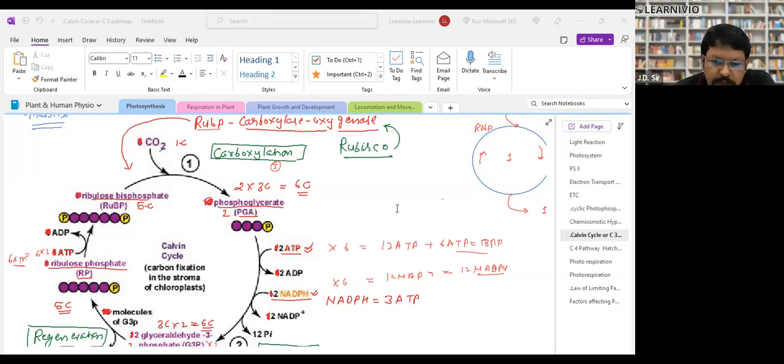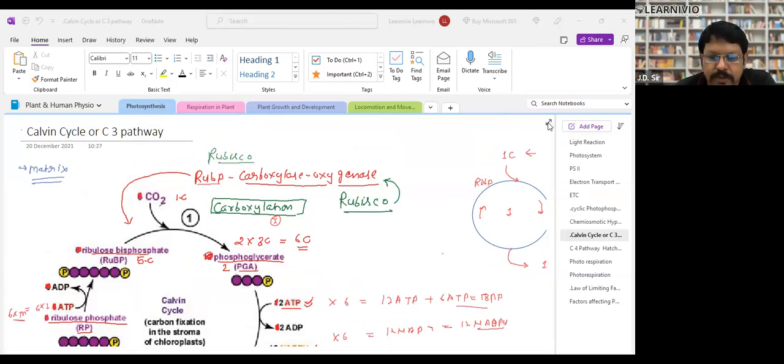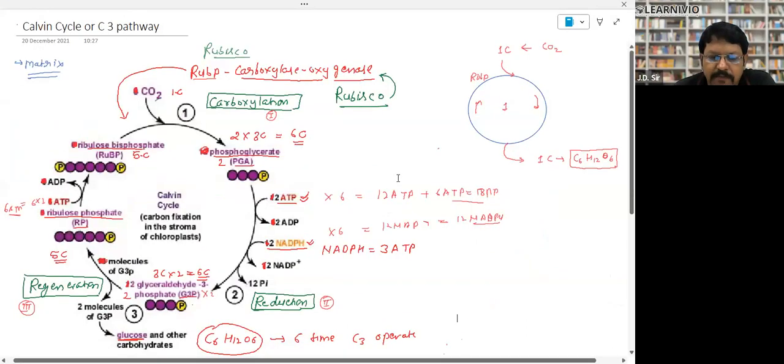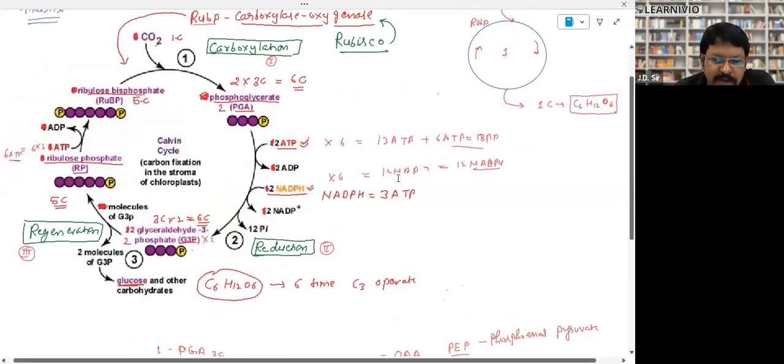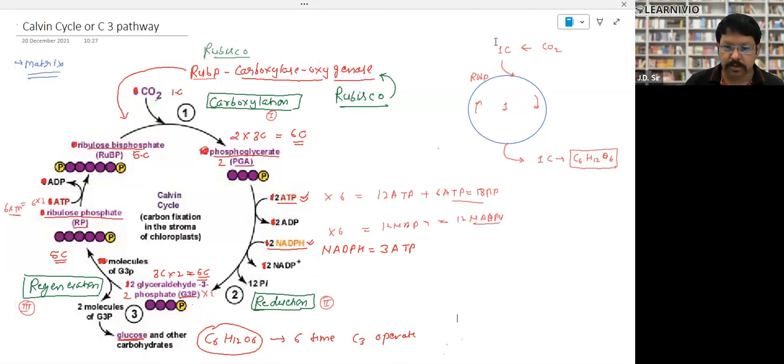Check, Martin, and let me know, did I explain this one or not? I think I have explained this one, but did I dictate it or not? I think you dictated this one. All these three steps? Right, okay, you have written it.